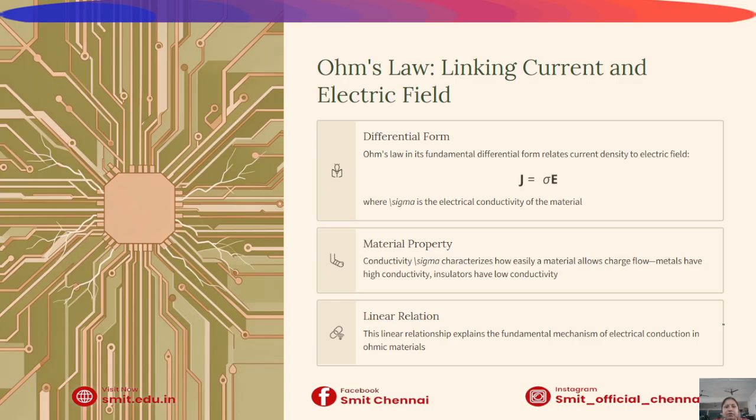The conductivity is a measure of how easily a material allows electric charges to flow through it. Materials with high conductivity such as metals allow current to pass easily, whereas insulating materials have very low conductivity. This linear relationship between current density and electric field forms the basis for analyzing conduction in electrical systems.